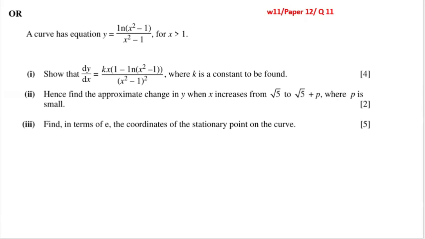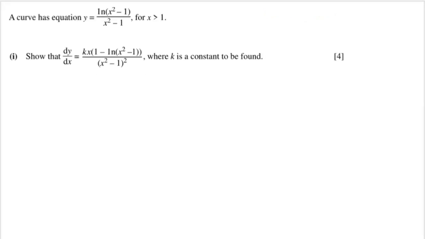A curve has equation y equals ln of x squared minus 1, over x squared minus 1. So natural log function in the numerator and algebraic function in the denominator. The domain is x more than 1. Part 1. Show that dy over dx is this expression where k is a constant to be found.